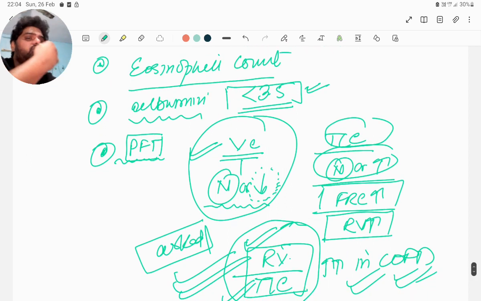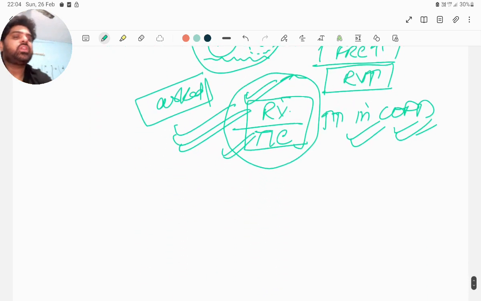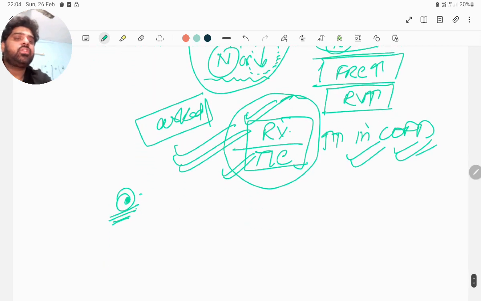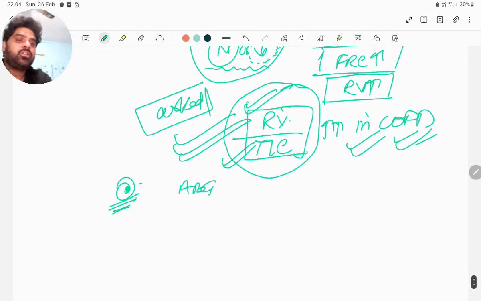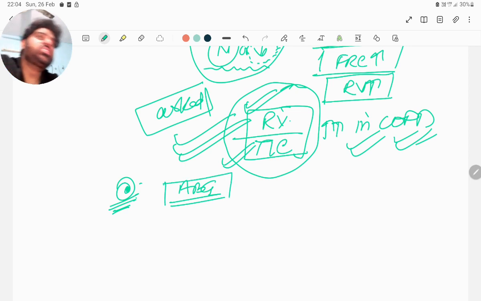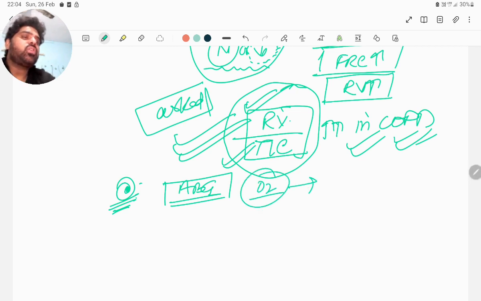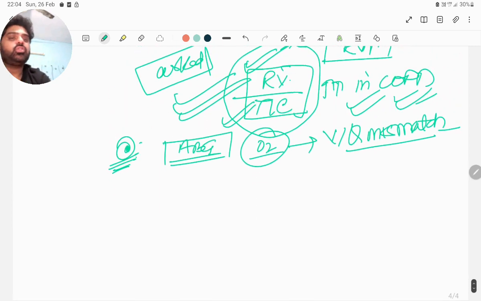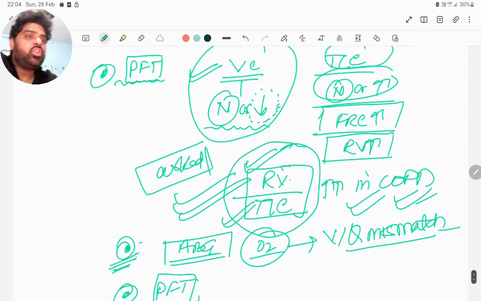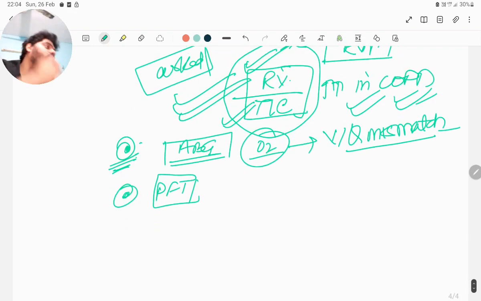So we have eosinophil counts, albumin, PFT. Now we'll go for ABG. Now when to go for the ABG? ABG is needed if the patient is on oxygen or you are suspecting VQ mismatch. Otherwise, there is no need of ABG in a patient of COPD.